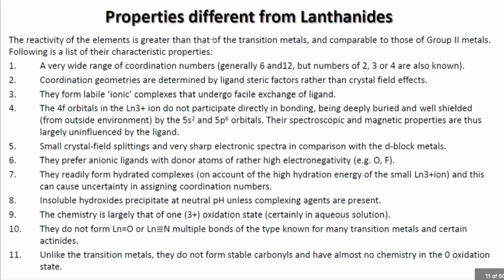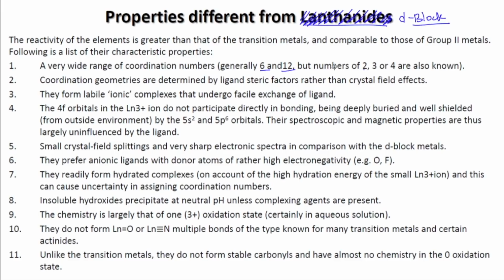Okay, let's talk about those properties of lanthanides which are different from your D block elements, or you can say which are different from your transition metals. So the first property says that a wide range of coordination number is seen for lanthanides. They generally form coordination number of 6, 12, but 2, 3 and 4 are also known.